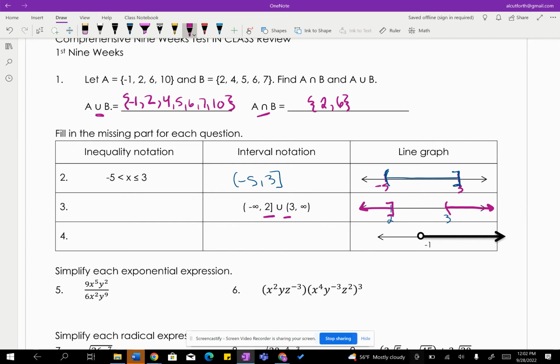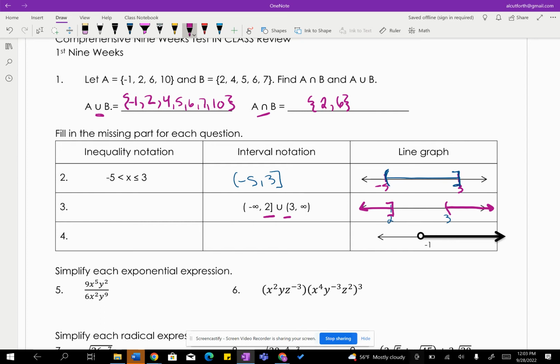Nope, because you need to be using an x, right? You got to say x is less than, greater than, x is equal to, right? That's what inequality notation is. You got to keep them separate because they're separate on the graph. Yeah, that works.